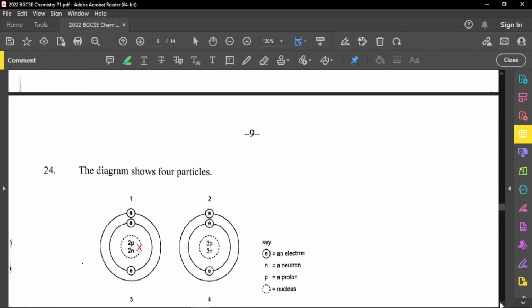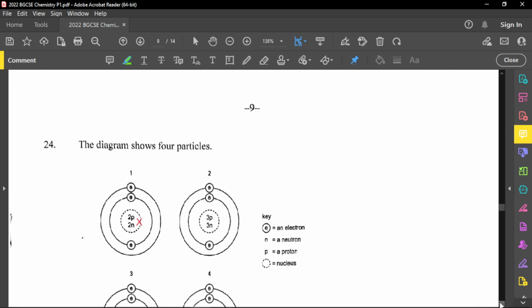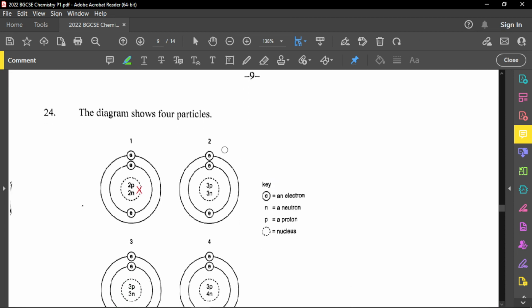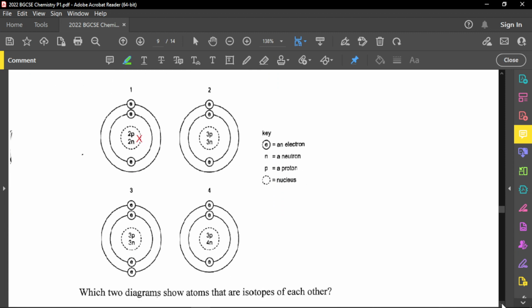I'm getting close to the midpoint of this review. The diagram shows 4 particles, and so we have 4 particles right here. I make some notation there. Based on the question, which two diagrams show atoms that are isotopes of each other? Just to make a note, the only one that cannot form an isotope in this question is really number 1. So if you see number 1 in it, it is wrong.